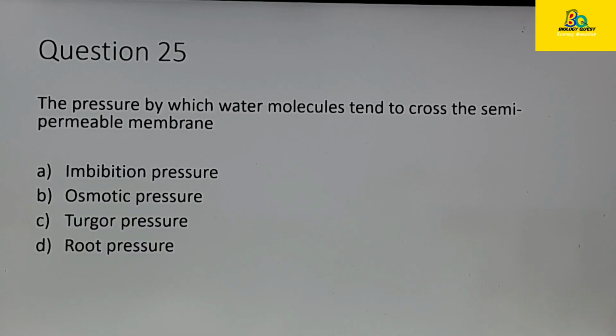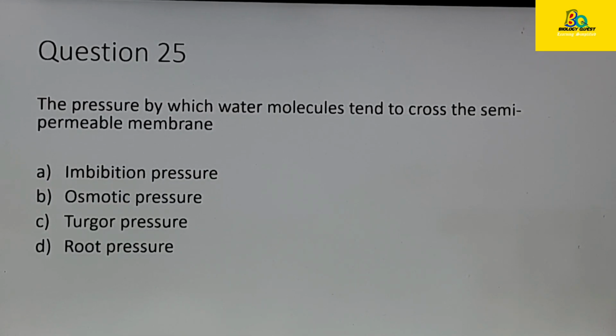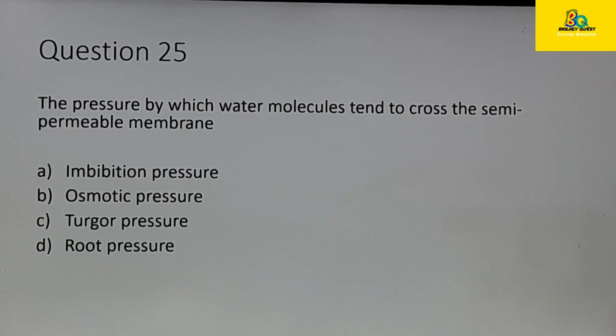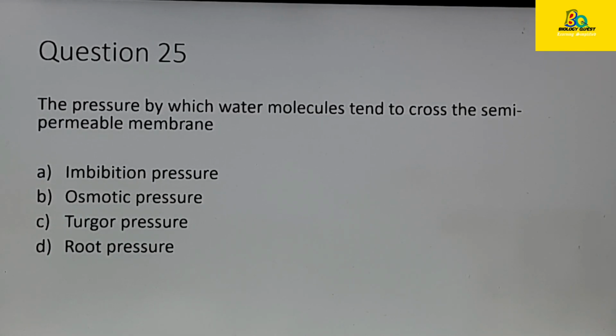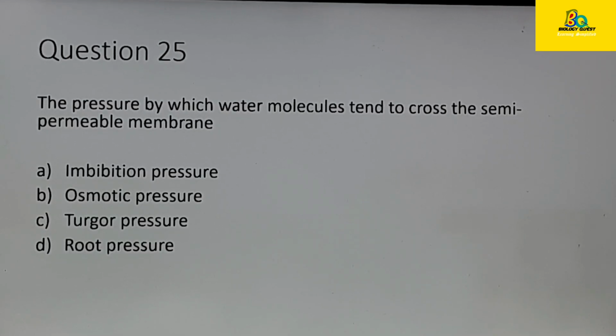If suppose the seed is soaked in water, the seed swells up. The first step in seed germination is the imbibition of water, and as a result of this imbibition, what happens? A pressure is developed in the seed which causes the rupture of the seed coat, and as a result, the radicle of the embryo comes out first, followed by the plumule. So, imbibition pressure is the pressure that is developed in the imbibant as a result of imbibition.